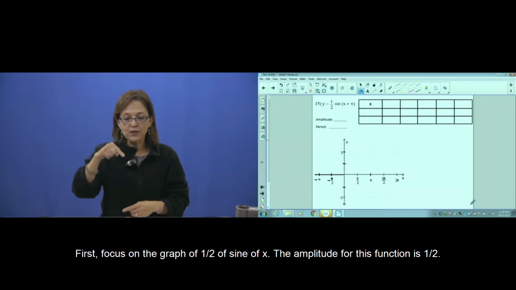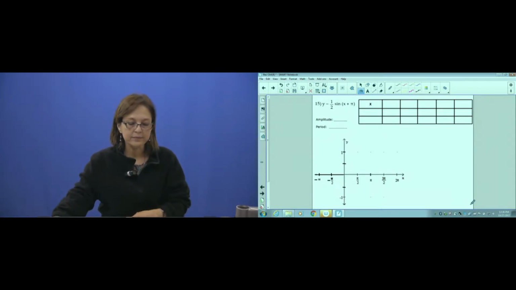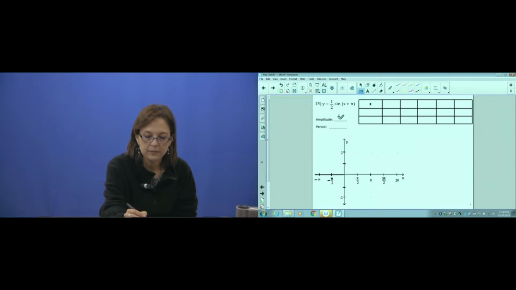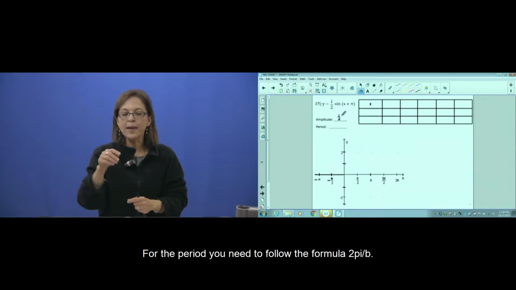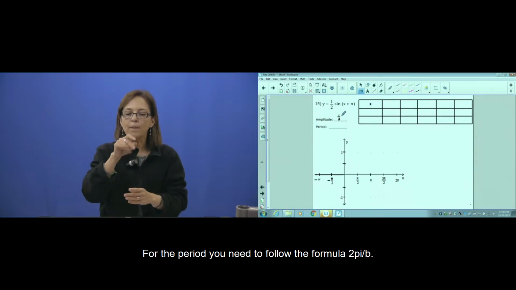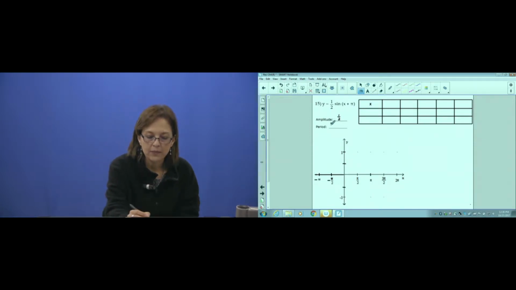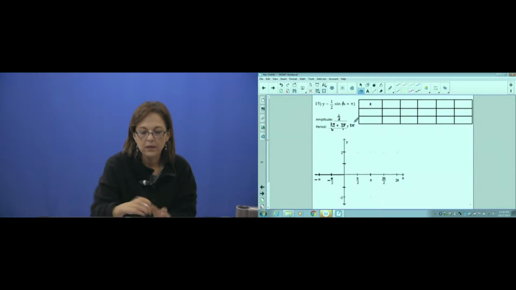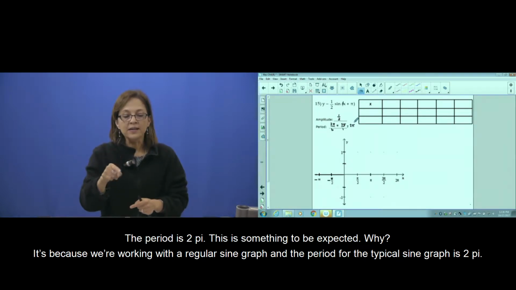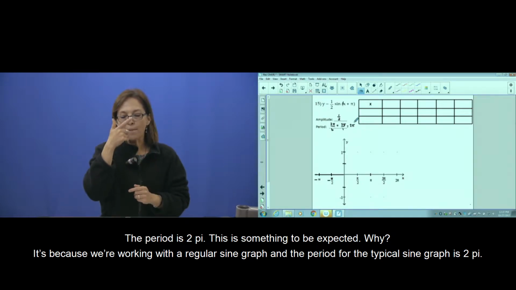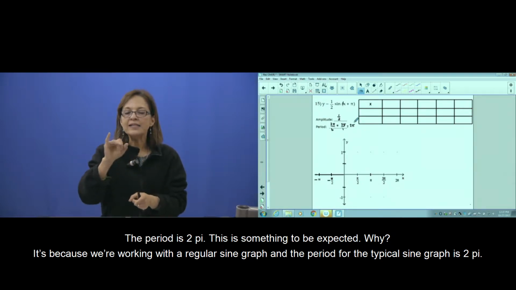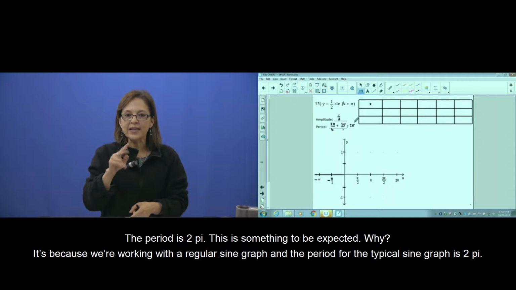The amplitude for this function is 1/2. And the period, follow the formula, 2 pi divided by b. B is 1. And the period is 1. This is something expected. Why? Because we are working with a regular sine graph. And the period for the typical sine is 2 pi.